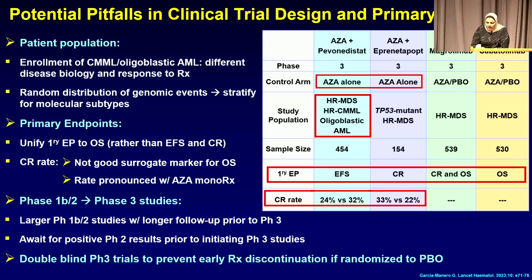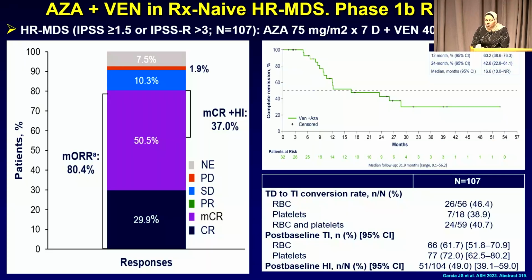The lack of double blinding in some of these studies may result in early dropout, and there is a need for longer, positive, and larger phase 2 studies prior to proceeding with phase 3 studies. And whether any of these limitations played a role in the negative outcomes associated with these phase 3 studies remains largely unclear. There's still hope to see positive results with azacitidine and venetoclax given its success in AML.